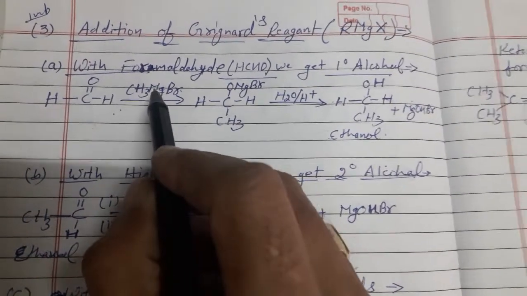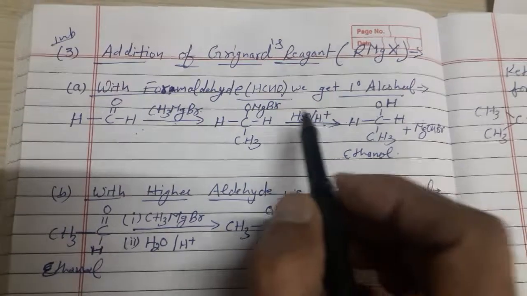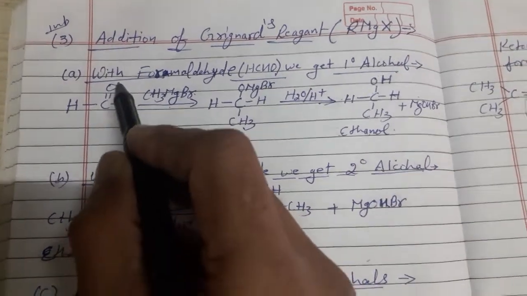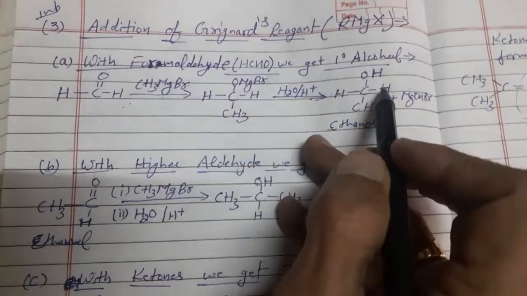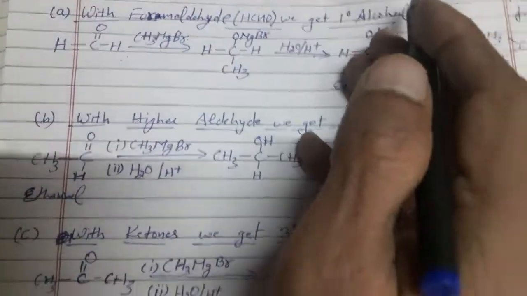Actually, the overall change, if you want to see what happens, is that we carry out RMgX and then acidic hydrolysis. So what type of addition happens? R will attach to the carbonyl carbon and H will attach to oxygen, the double bond goes away and it is converted into alcohol. So from formaldehyde we will get a primary alcohol.